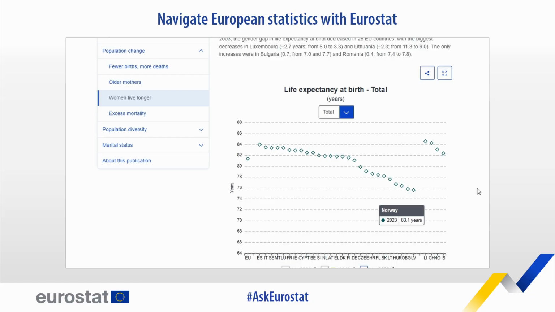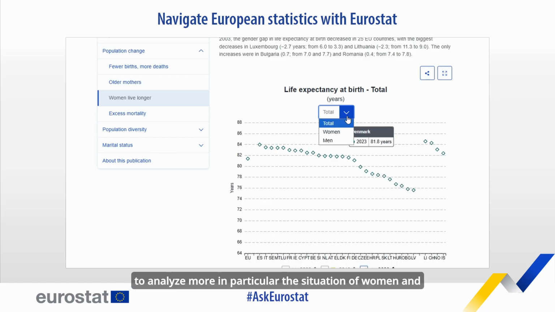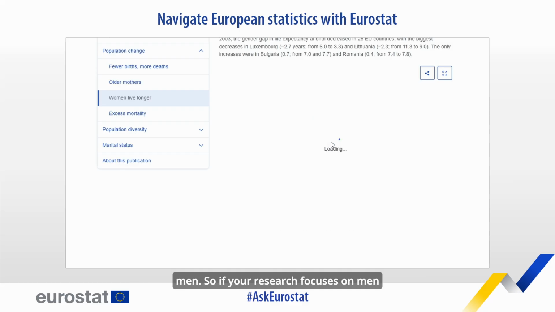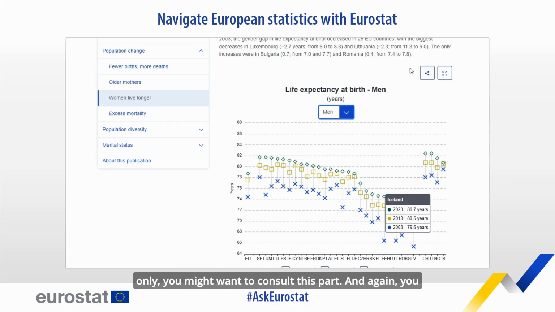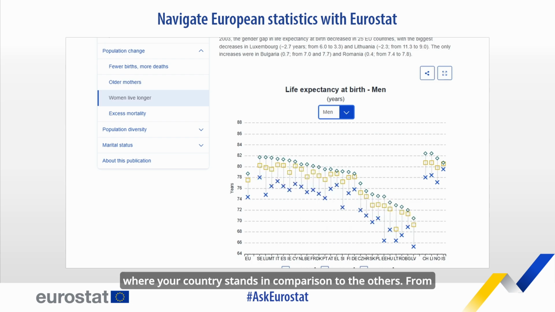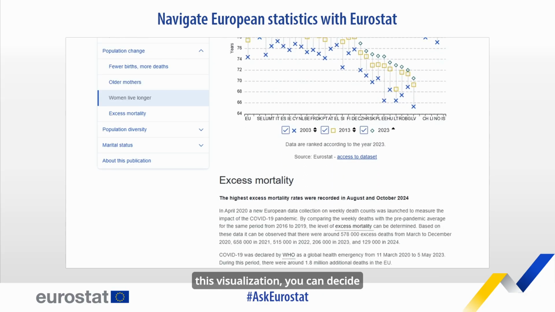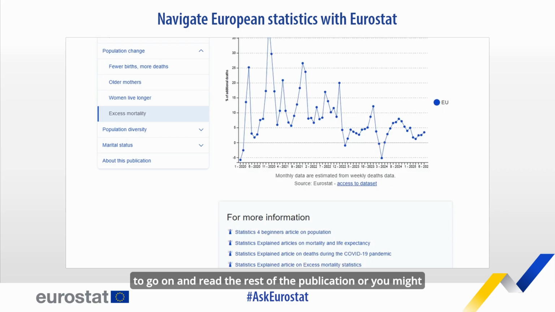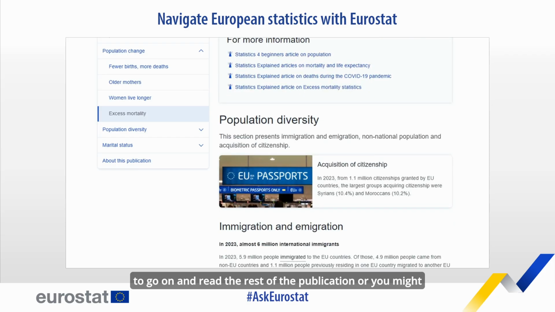With this visualization, you also have the possibility to analyze more in particular the situation of women and men. So if your research focuses on men only, you might want to consult this part. And again, you can see the evolution over time and see where your country stands in comparison to the others. From this visualization, you can decide to go on and read the rest of the publication, or you might want to explore a similar topic.